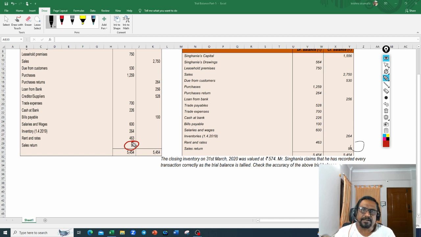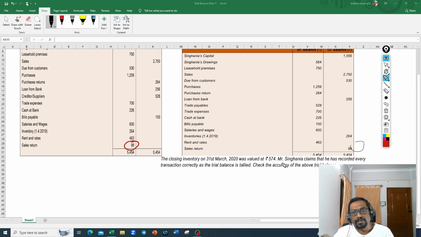So we rectified that. And the last point he mentioned: the closing inventory on 31st March 2020 was valued at 574. Mr. Singhania claims that he has recorded every transaction correctly as the trial balance is tallied. Check the accuracy of the above trial balance. He is claiming that he has done everything correctly because the trial balance is tallied. Hence he is asking us to rectify.